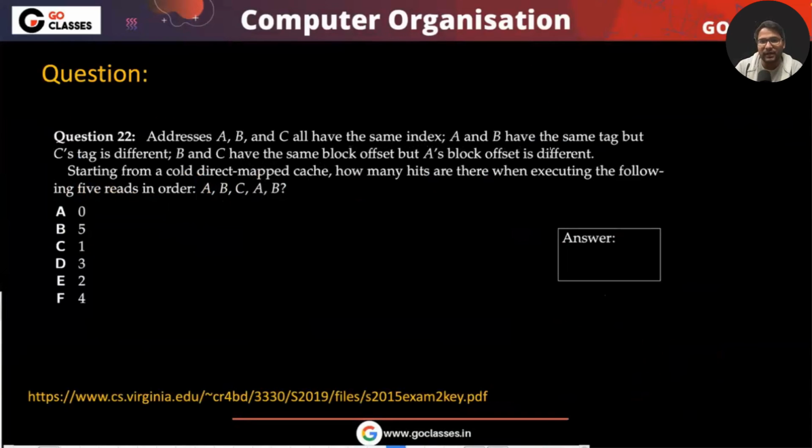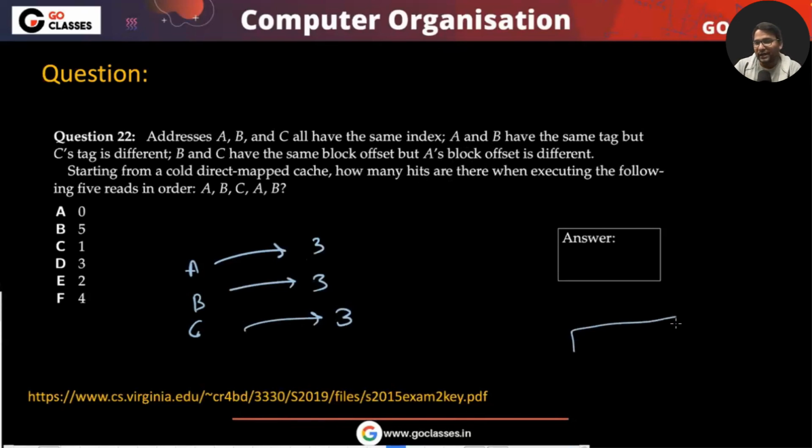A and B have the same tag and C is different. Okay, this is a direct map cache. So they are saying A, B, and C have the same index, which means this is mapping to, let's suppose, line number 3. This is also mapping to line number 3. This is also mapping to line number 3. A and B have the same tag.